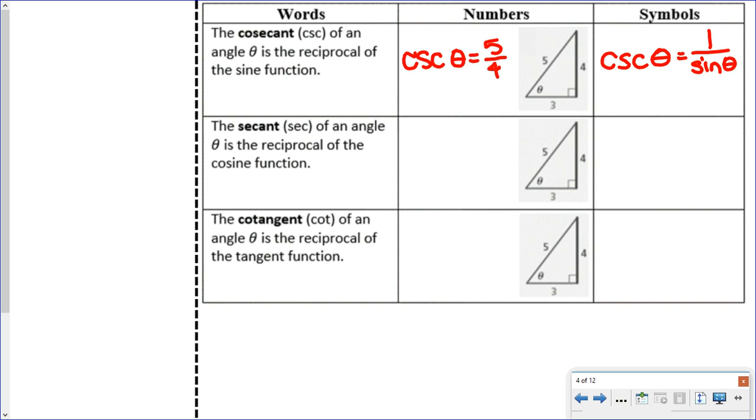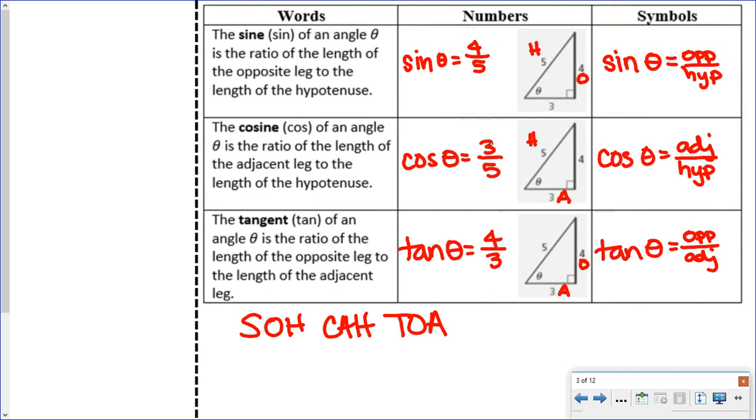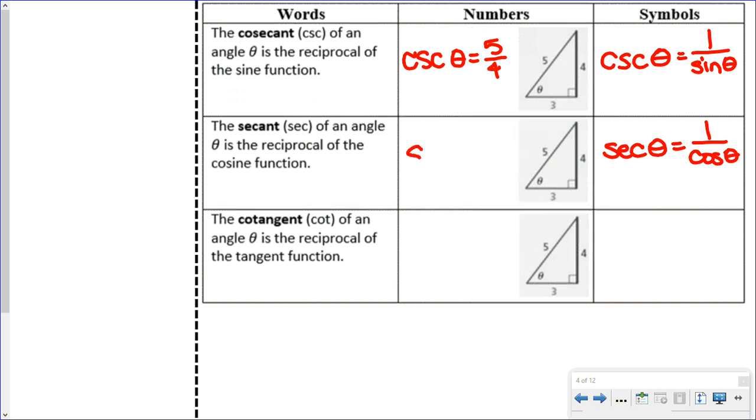Then we have secant. Secant of an angle is the reciprocal of the cosine function. So secant theta is the reciprocal of cosine of theta. So if I go back here, cosine was 3 over 5. So then that means secant is going to be 5 over 3.